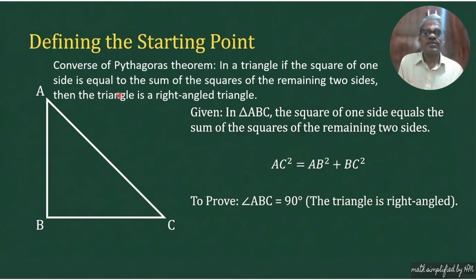According to this converse theorem statement, what is given? In triangle ABC, the square of one side equals the sum of the squares of the remaining two sides. That means AC square is equal to AB square plus BC square. And we have to prove angle ABC is equal to 90 degree. The triangle is right angled.